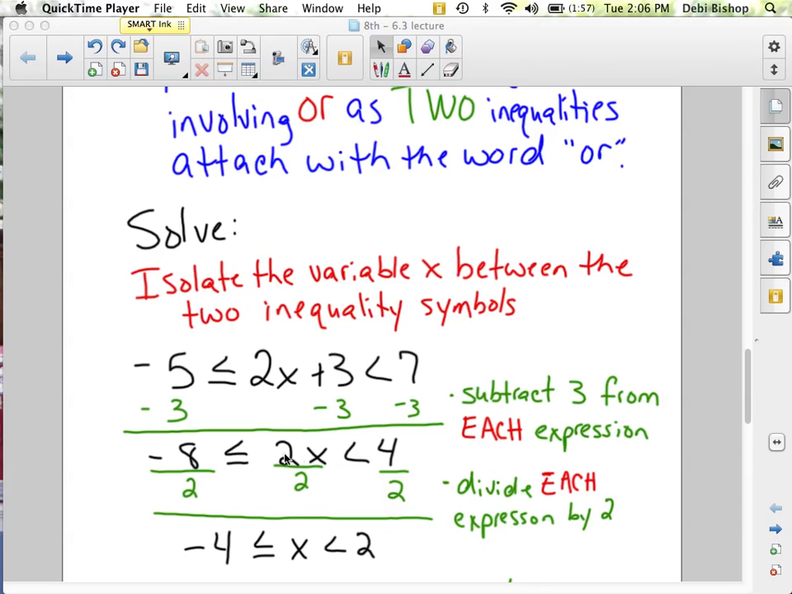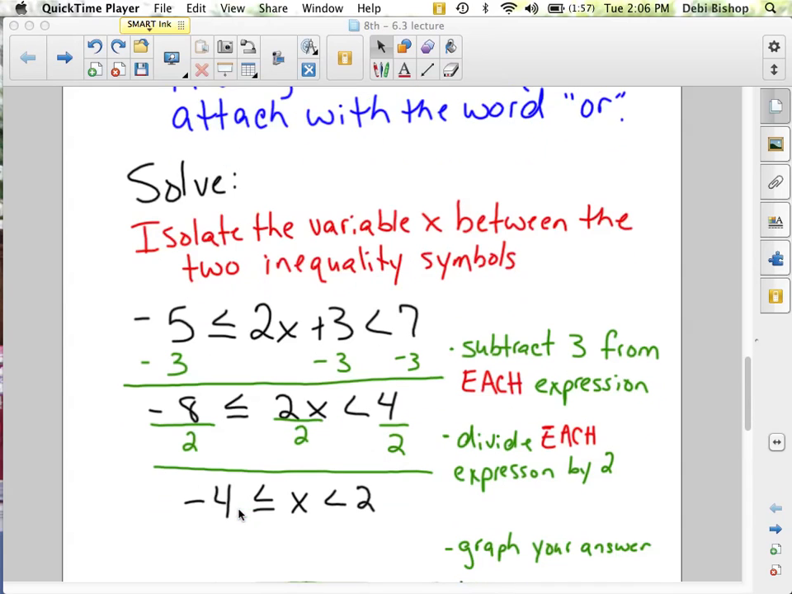And again, I isolate x. So I divide by 2, what I do to both of my inequalities. So I do it over here, 4 divided by 2 and negative 8 divided by 2. And then my final answer is negative 4 is less than or equal to x, which is less than 2.